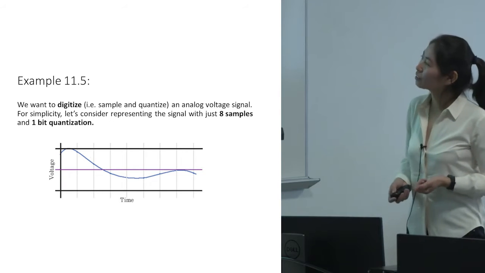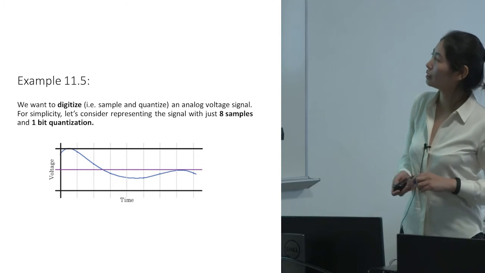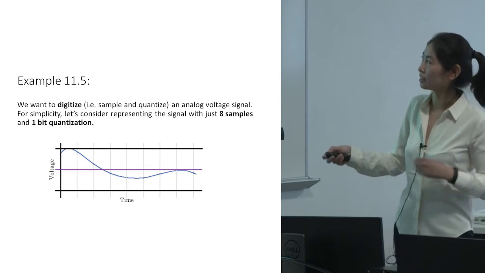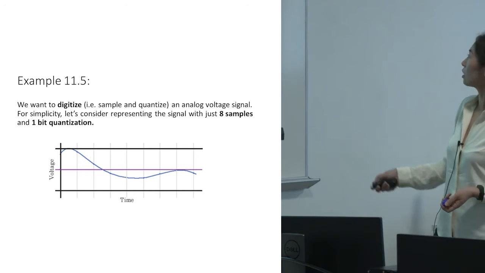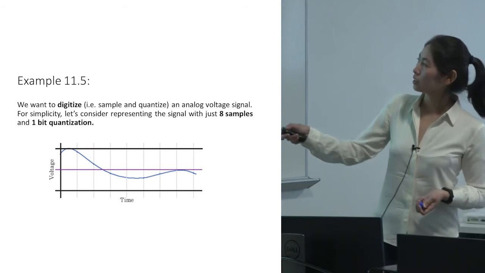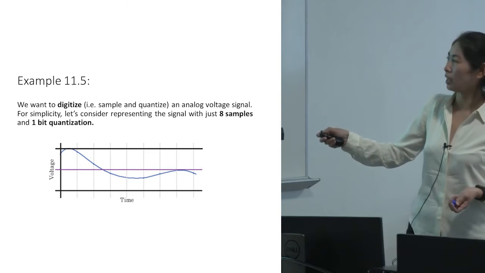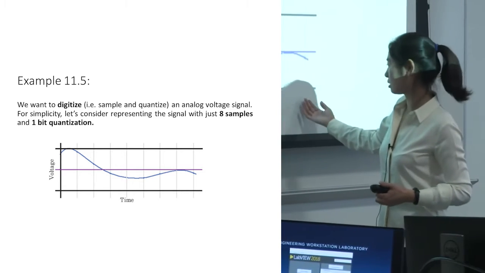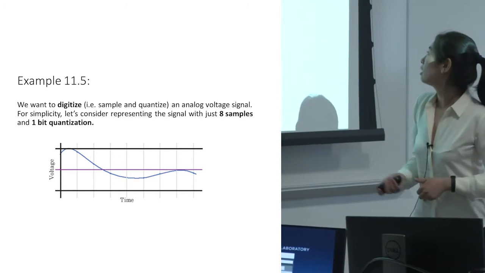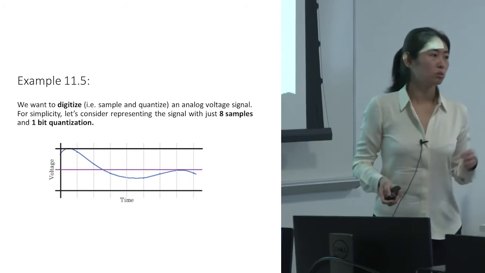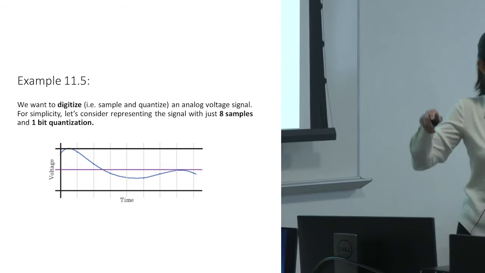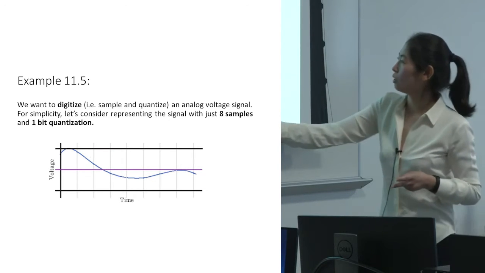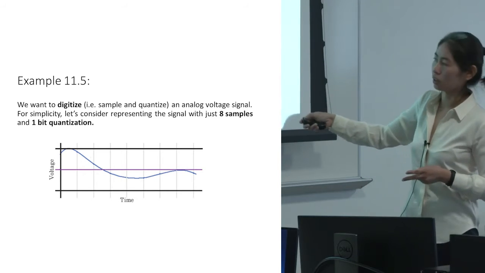Okay, so let's see this one, and then we can do an example. We want to digitize, meaning we want to sample the x-axis and quantize the y-axis. This is an analog signal, a voltage signal. For simplicity, let's consider representing the signal with just 8 samples, meaning I will chop the x-axis into 8 pieces. That's what I did already. And for the y-axis, or quantization, I will do 1 bit. What does 1 bit mean? It's 2 to the 1. That means I have 2 levels, which are 0 and 1. So I will do two quantization levels and draw a line in between.